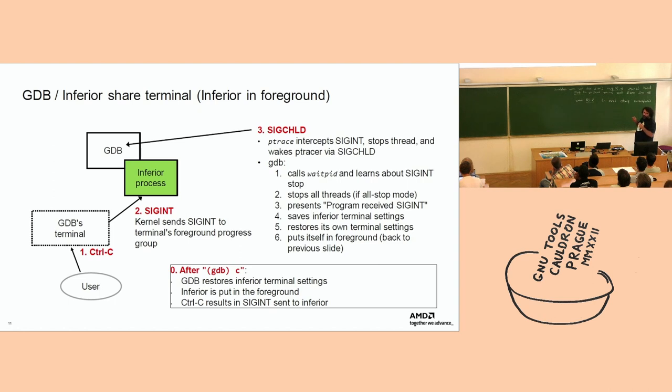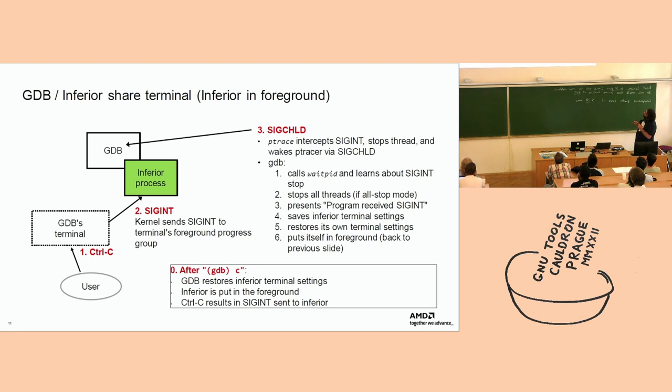Ptrace intercepts every signal that happens in the process, giving the debugger, the ptracer, a chance to do things with the process. So the kernel, or the terminal driver, sends a SIGINT to this process, and ptrace interrupts it and immediately pauses that thread, the thread that was going to receive the signal. And ptrace then sends a SIGCHLD, a different signal, to the ptracer, GDB, which reacts to this by calling waitpid to fetch events out of the kernel. This then returns that this guy got a SIGINT. That's how GDB knows that this guy got a SIGINT.